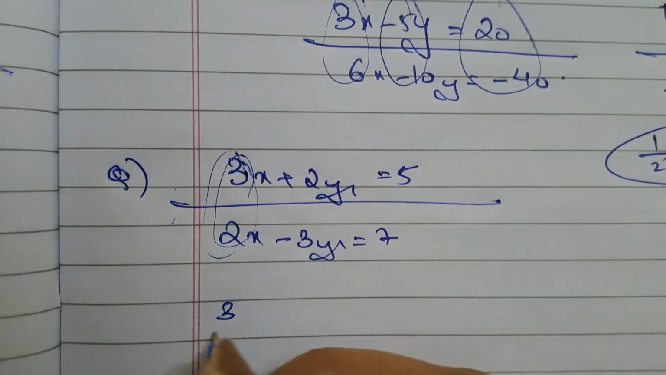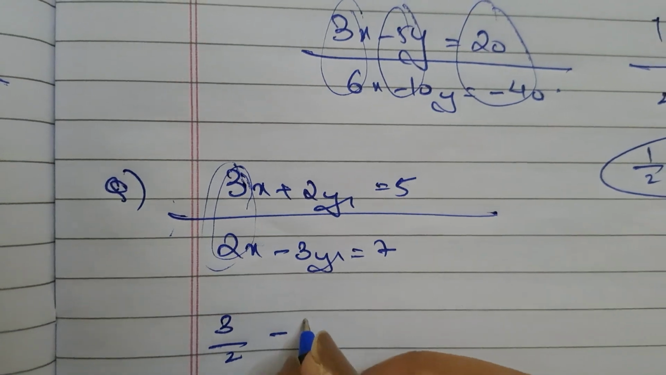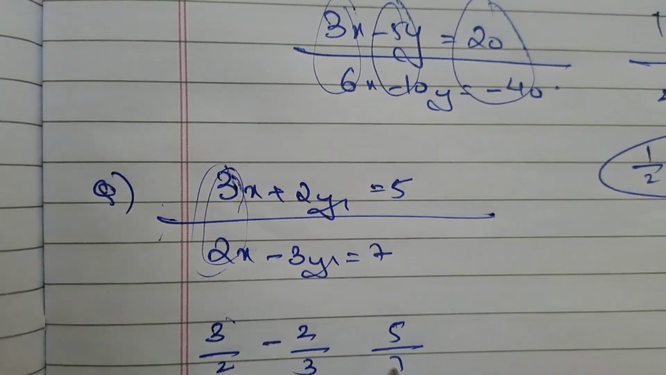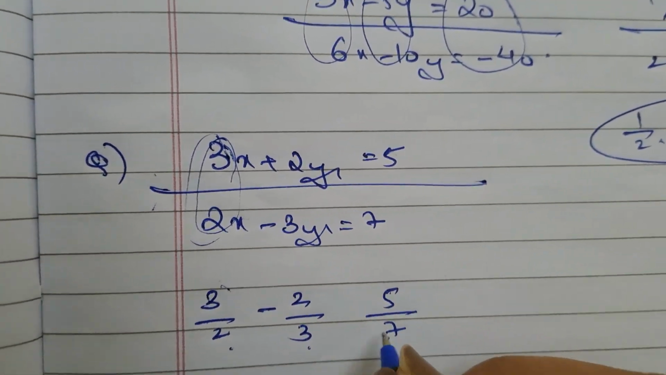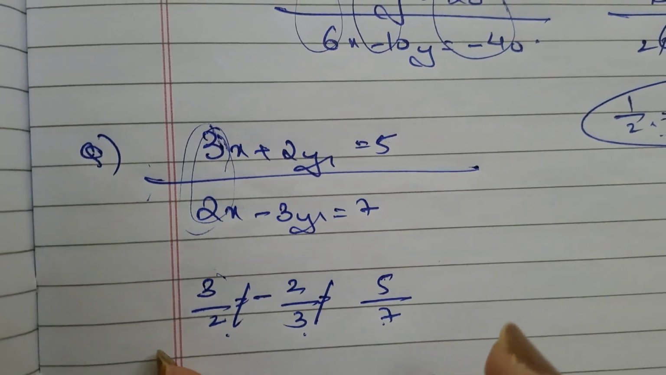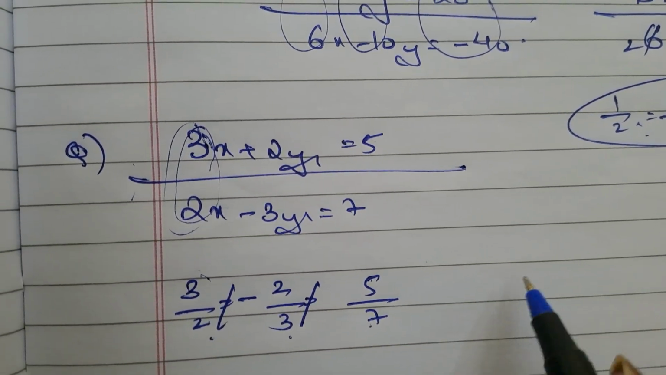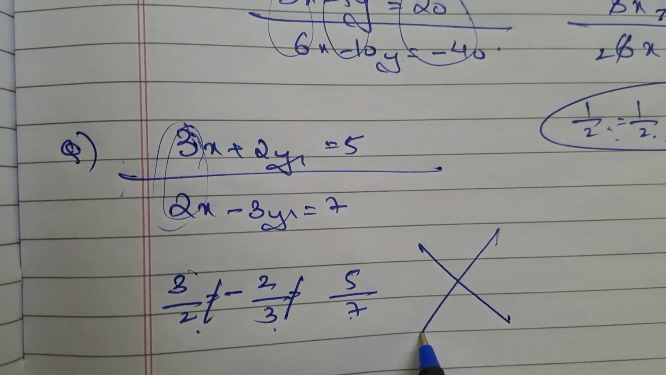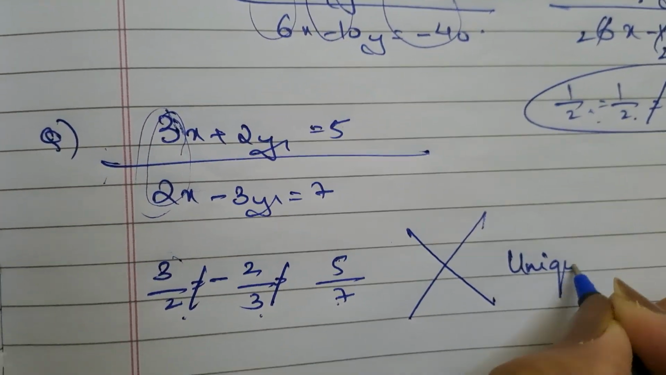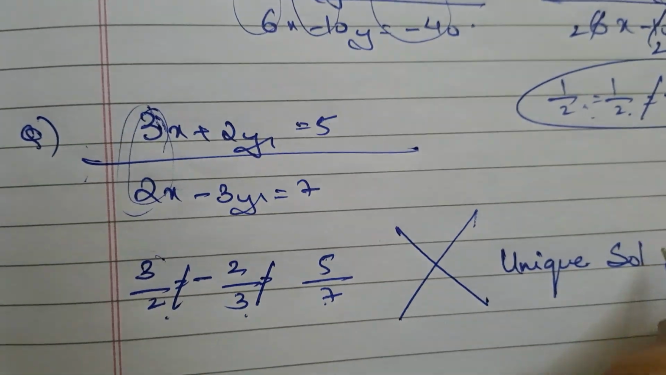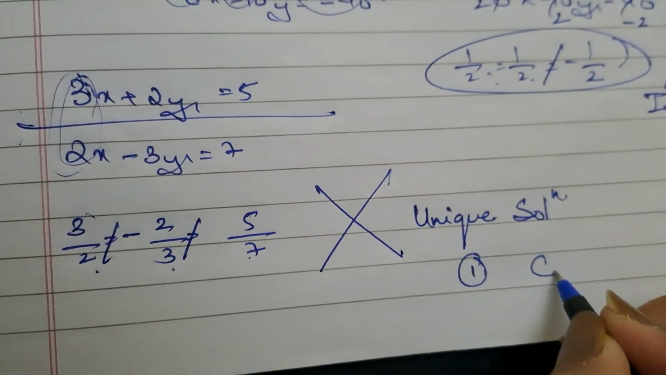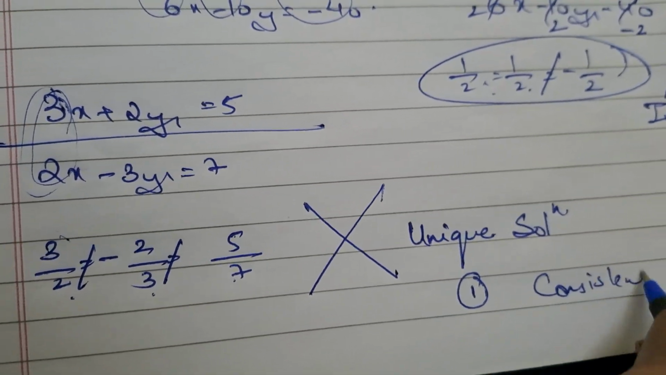This becomes 3 by 2 itself. This will become minus 2 by 3. This is a1 by a2, this is b1 by b2, and this is 5 by 7. So these are not equal to each other. Once none of them are equal to each other, I can very clearly say that these are unique lines. These are intersecting lines, and they will have a unique solution. Unique solution means they will have at least one solution. One solution means they have a solution. These are consistent lines. What are they considered to be?